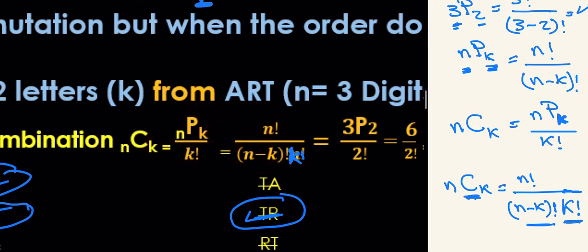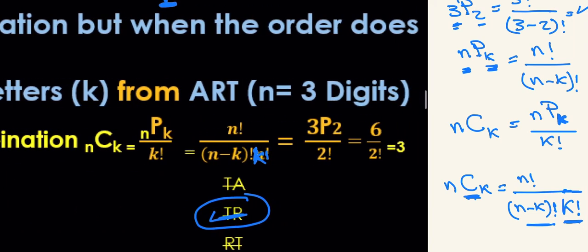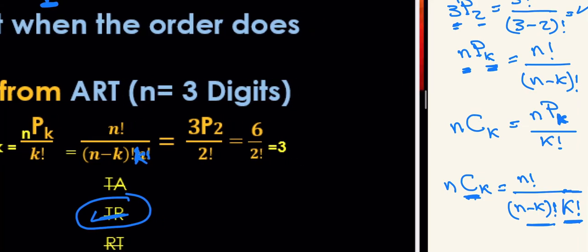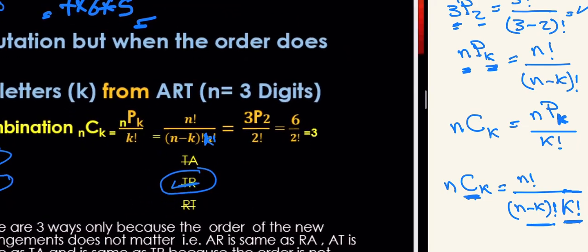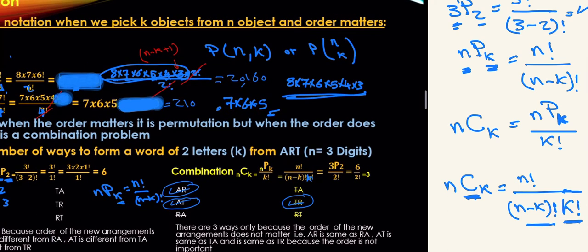So here, the 3 permutation 2, we get it from the previous example, which was 6. 2 factorial is 2 times 1, and that 1 doesn't matter, we don't need to type it. So the 2 will cancel with 6 and we end up with 3. So this was the notation and the formula of the combination. I hope it is clear.